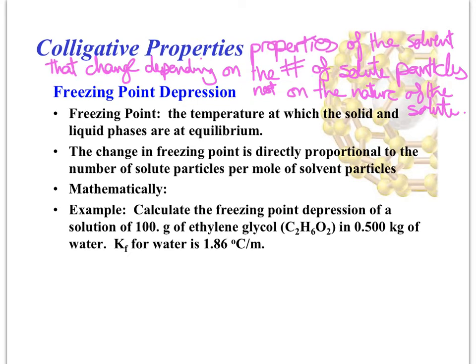So first of all, the freezing point of a substance is the temperature at which the solid and the liquid phases are at equilibrium. So for water, for example, it is 0 degrees Celsius. And the change in the freezing point is directly proportional to the number of solute particles per mole of solvent particles, which makes it a colligative property, meaning that the change in the freezing point has to do with the number of particles, again, as opposed to the nature of the particles. So let's see what happens with the freezing point.